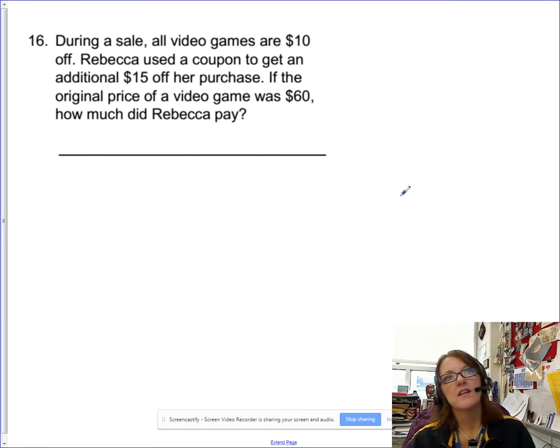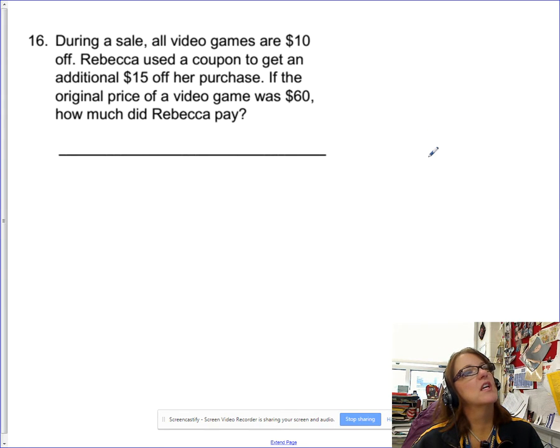All right, during a sale, all video games are $10 off. Rebecca used a coupon to get an additional $15 off her purchase. If the original price of a video game was $60, how much did Rebecca pay? So you have to start with the original price and then make sure you take off the sale price, or the sale that you're getting, and the coupon that she's using.